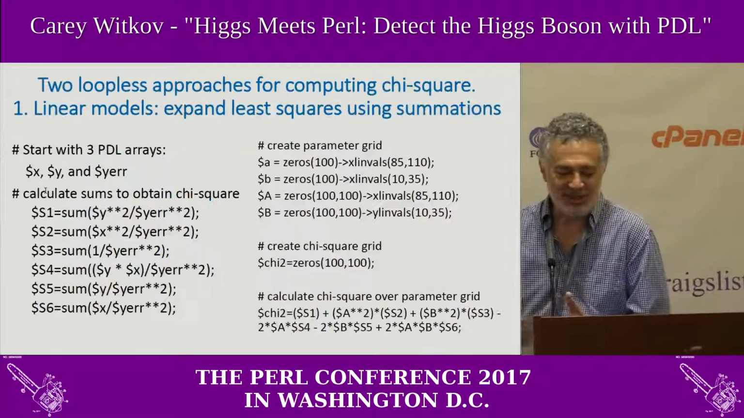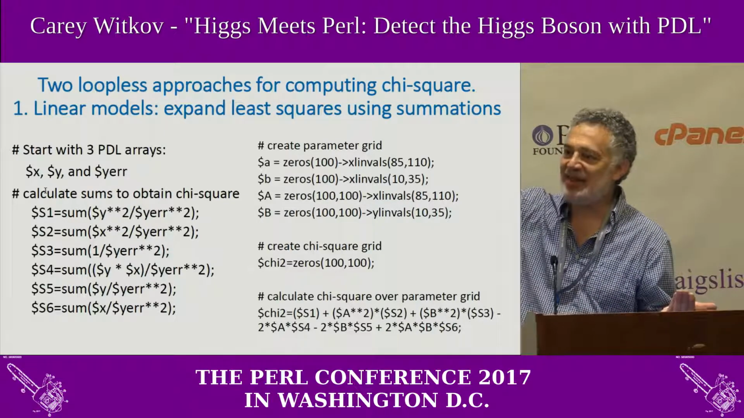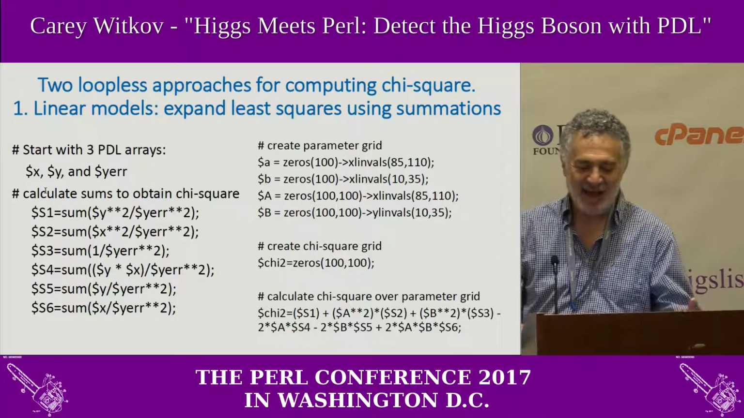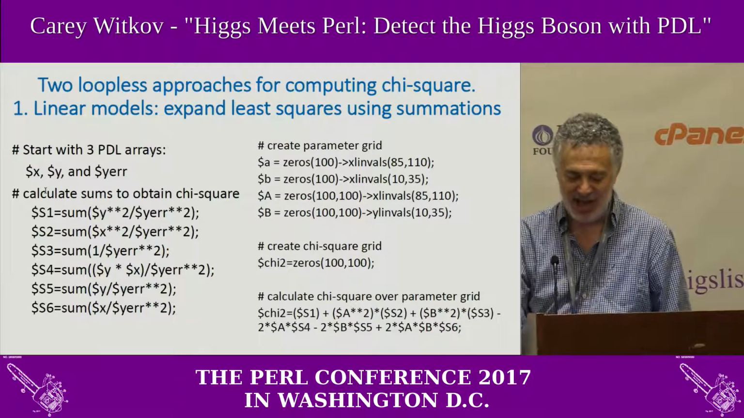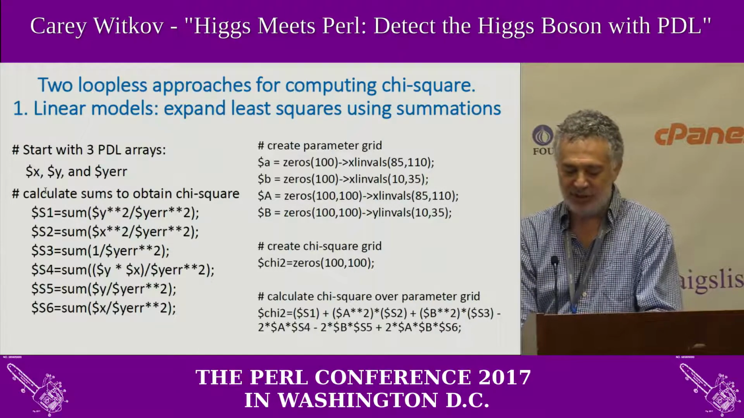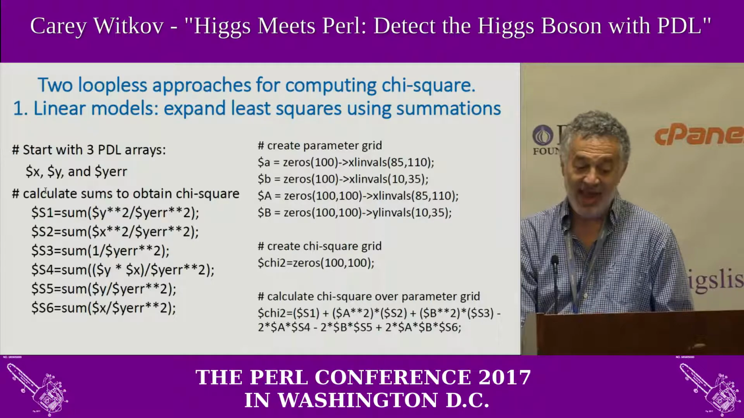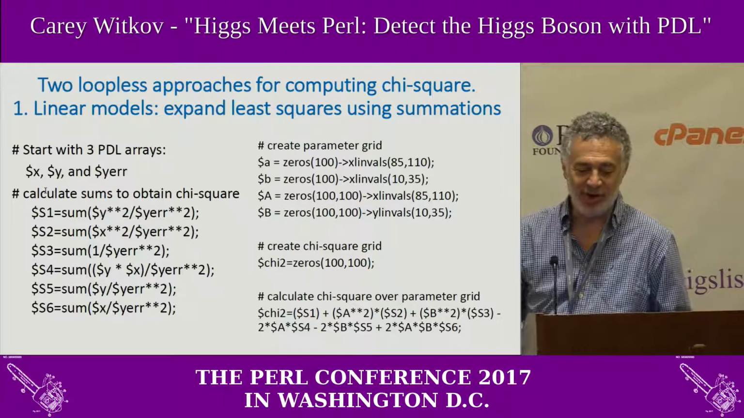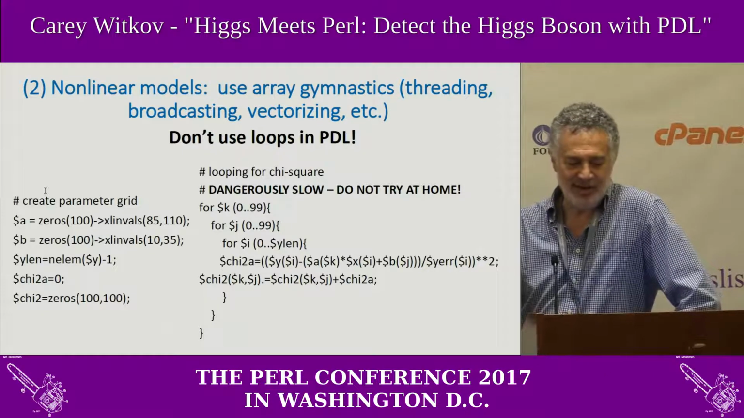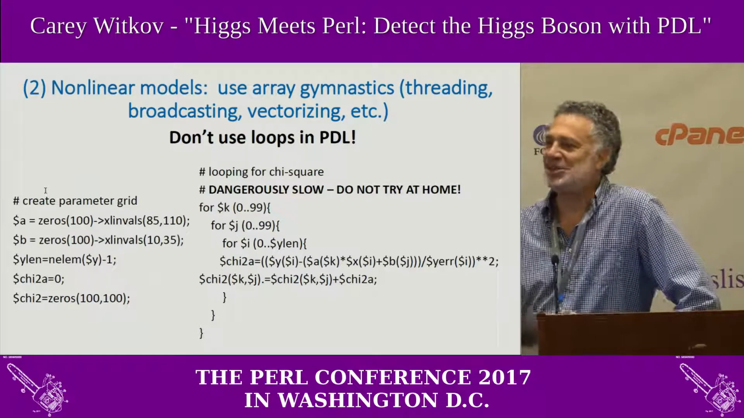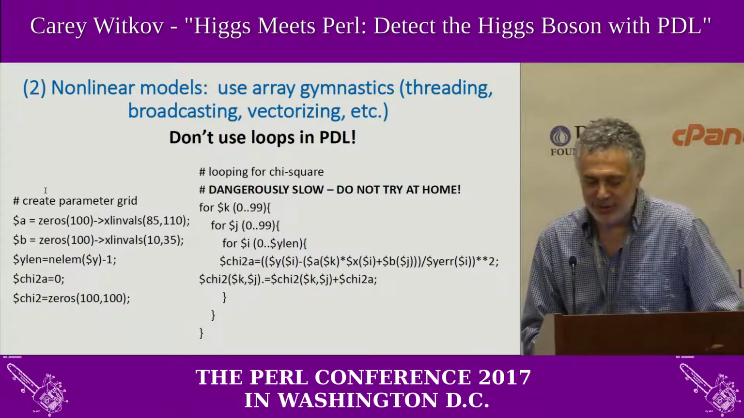So, two loopless methods for computing chi-square. If you have a linear model, you can expand the summations in chi-square and obtain chi-square from the summations, and PDL makes it easy to accomplish that by using the array features of PDL to calculate chi-square over a parameter grid. If you don't have a linear model, but a nonlinear one, then there's additional array gymnastics possible. In PDL it's often called threading, in Python NumPy it's called broadcasting, and in MATLAB vectorizing, but they're very similar, and one doesn't want to use loops in PDL.